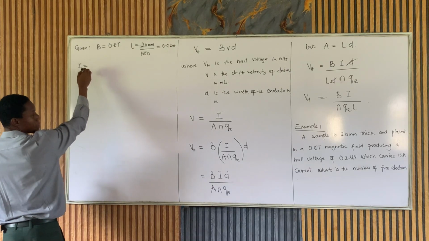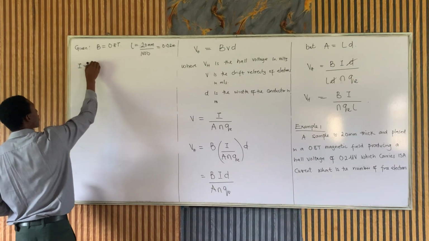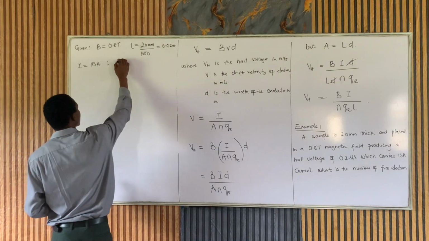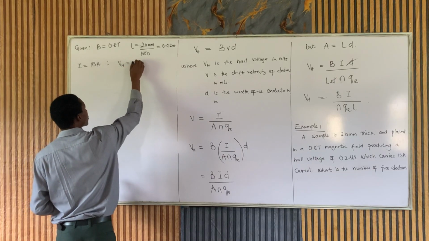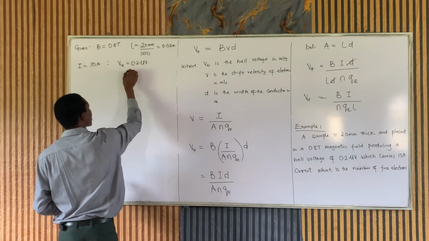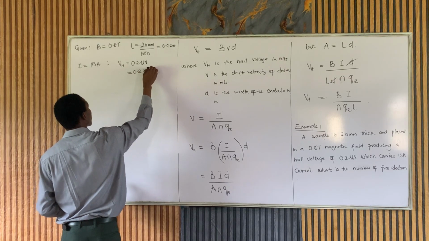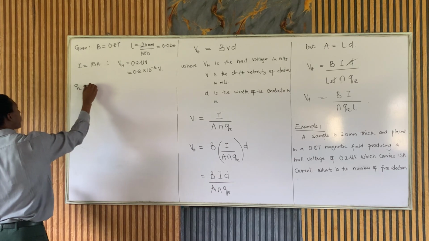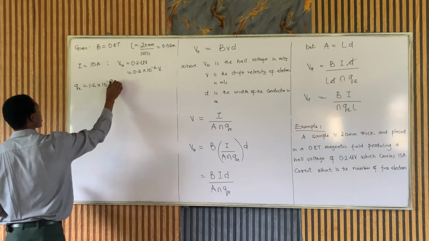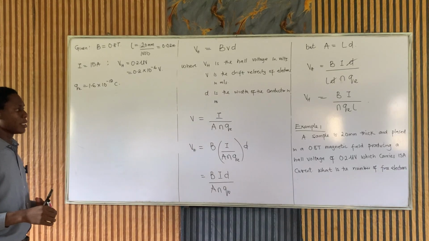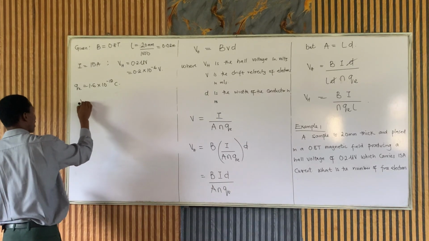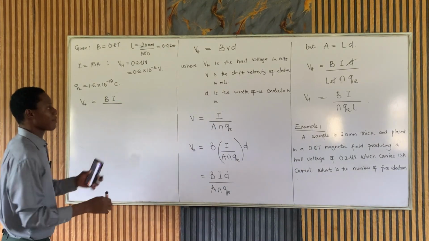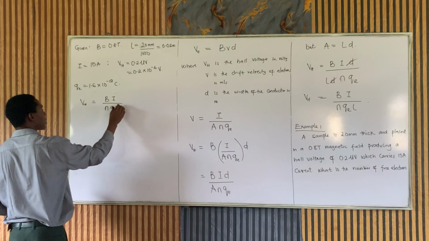And the current here is 15 ampere. And lastly, we are given the Hall voltage, which is 0.2 microvolts, and that's 0.2 times 10 raised to the power minus 6 volts. And we know that the charge on an electron is 1.6 times 10 raised to the power minus 19 coulomb. So we want to calculate the number of free electrons. We know that Hall voltage is equal to B, I, over the charge on an electron times the length.